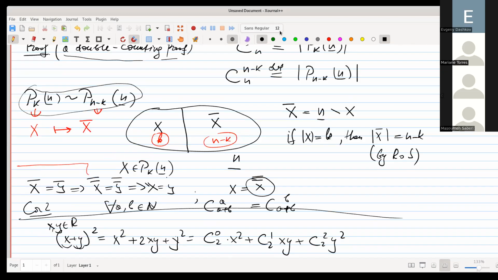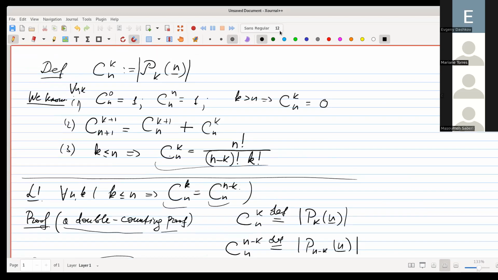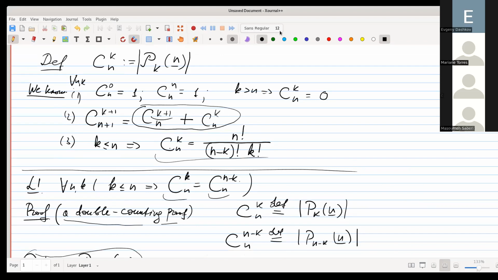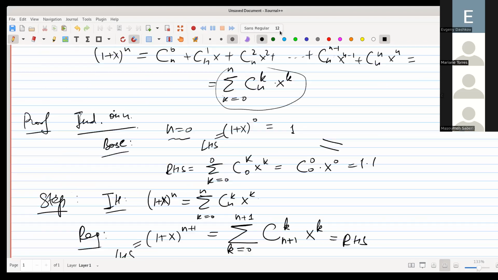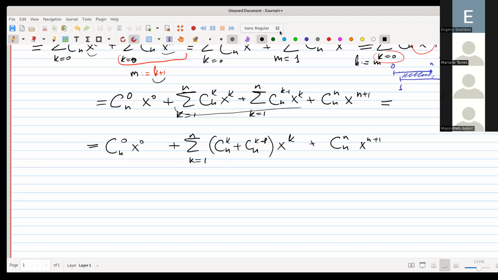This is similar to the right hand side of this identity. So we will obtain n plus 1 choose k. By Pascal's identity, this is just n plus 1 choose k.